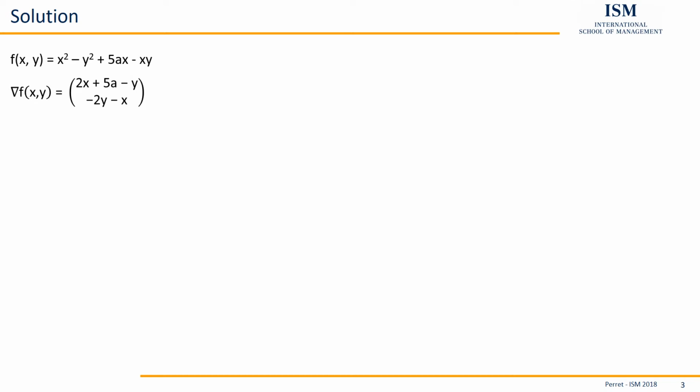Then for the second one, again, we only considered the parts where there is x or y's correspondingly. So here, if we consider the first column with regards to x, so the first part, there's only 2x, derived for x, it's 2. And then the second one, we only have minus x, so the derivative here is minus 1. So we have 2 minus 1.